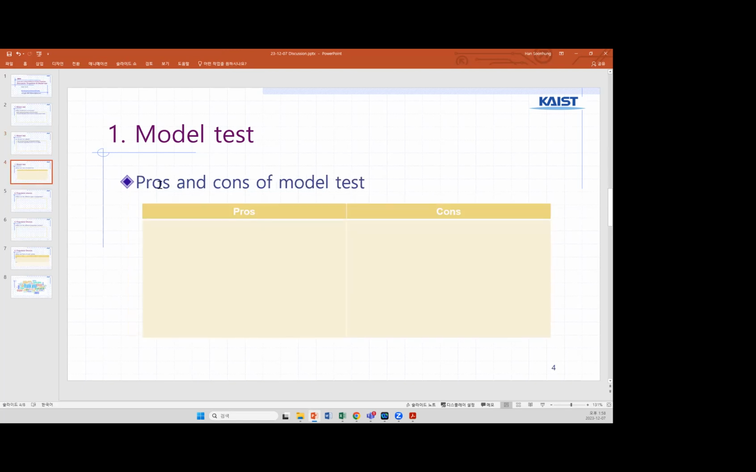What are the pros and cons of model tests? I think one of the pros is we can make it at a cheap cost and smaller scale and test it. And one of the cons is, even if we try to make it as similar as we can, it might not fit the real world.